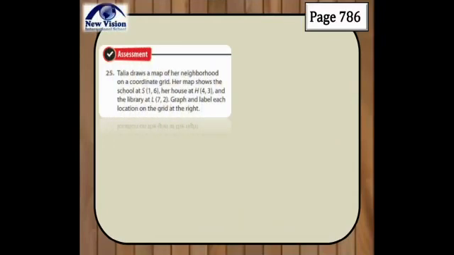Number 25. Talia draws a map of her neighborhood on a coordinate grid. Her map shows the school at S, 1, 6, her house at point H, 4, 3, and the library at point L, 7, 2. Graph and label each location on the grid at the right.